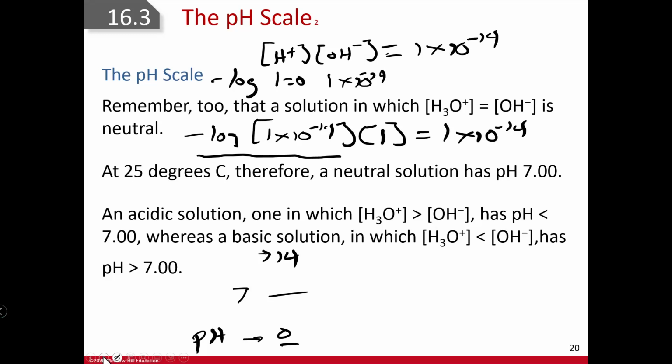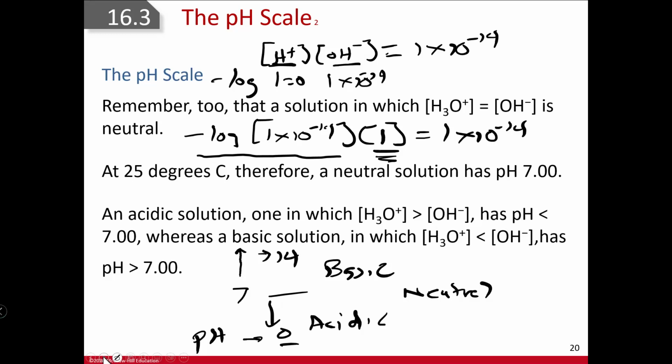So if the pH is greater than 7, that means the hydroxide ion concentration is greater. All right. And so this is called a basic solution. If it's right at 7, we know it's neutral. And if it's less than 7, that means that the hydrogen ion concentration is larger than the hydroxide ion concentration. So we call these solutions down here acidic. All right. So the lower the pH, the more acidic. That's what I want you to get straight, because I see students make mistakes on this all the time. The lower the pH, the more acidic. The higher the pH, the more basic. And 7 being neutral.